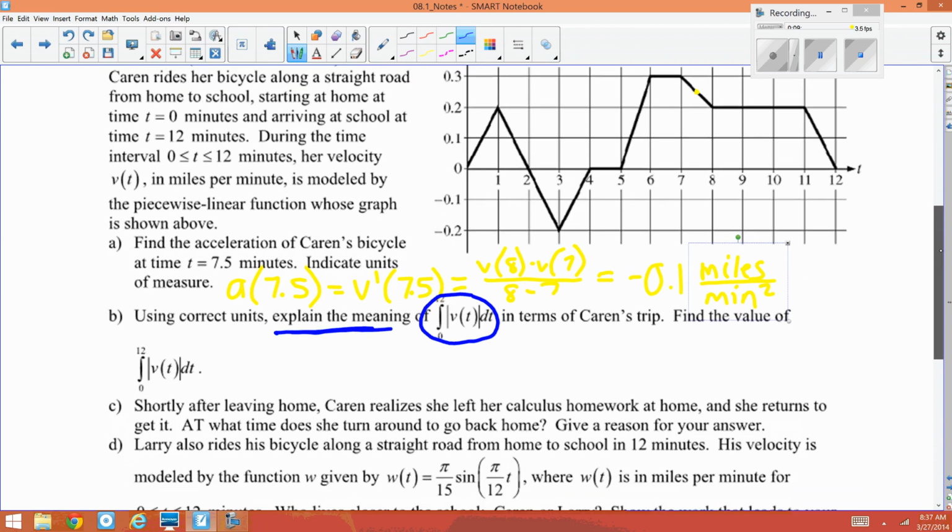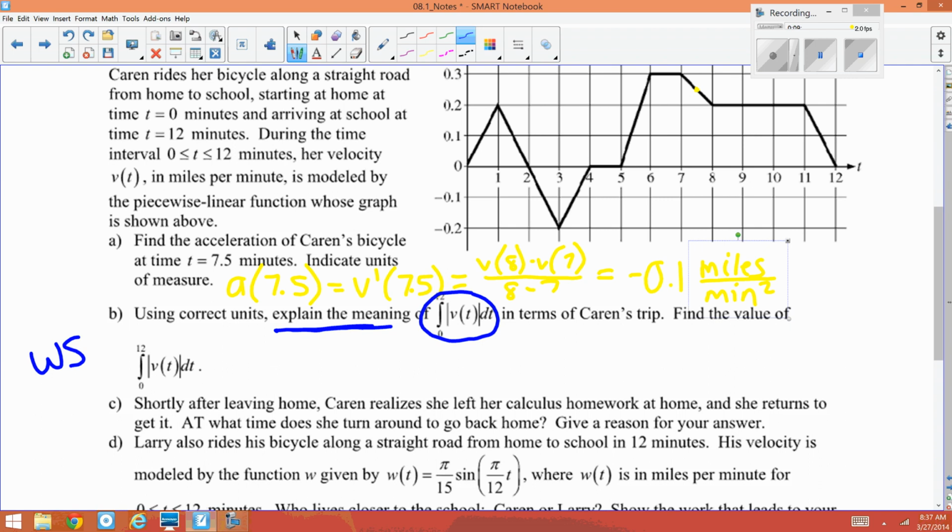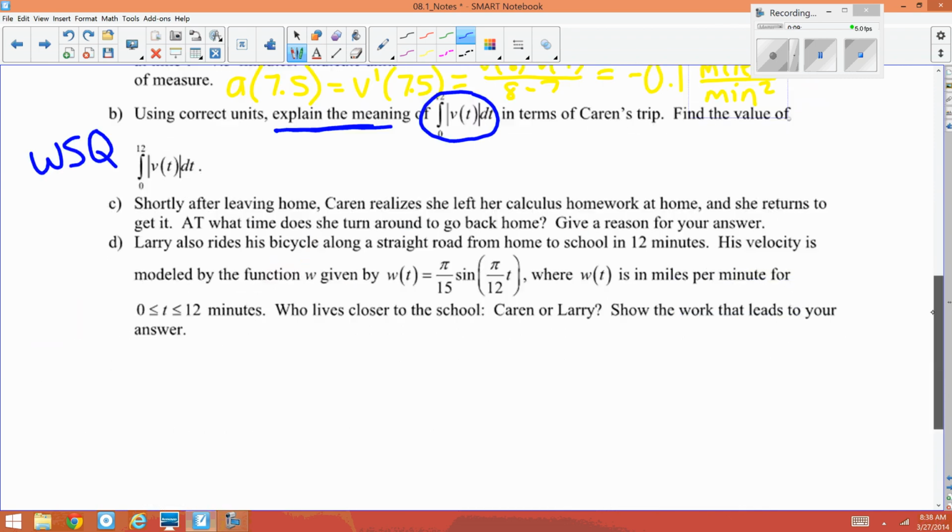That's something that you can do, and I'd like you to do that for your WISC. Find the areas here. So just find the area of this triangle, this triangle. You can break these up into a trapezoid, another trapezoid, and then another trapezoid, whatever you want to do. But I want you to find the value of this. And then we'll talk about how to explain the meaning. I would like you to try. Okay, what do those numbers mean? And then we'll talk about it in class.